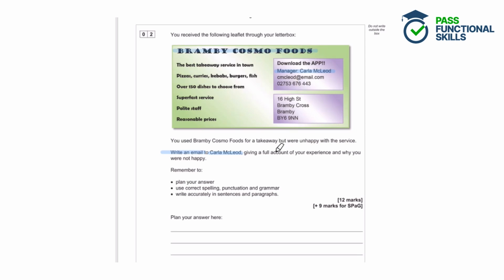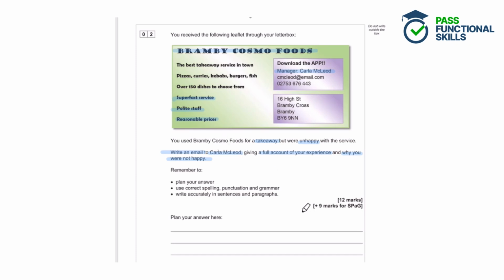Now we need to consider the purpose. So we are giving a full account of our experience. So we're describing what happened, and then we are explaining why we were not happy with the service that we had. So what was it about the takeaway that made us unhappy? And we've got some ideas that we might want to consider here. So they've said that they offer a super fast service, so maybe the service wasn't as fast as you expected. Or perhaps the staff were impolite or the prices were too high.